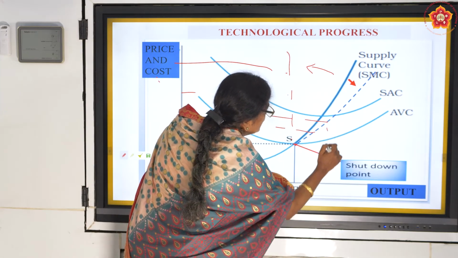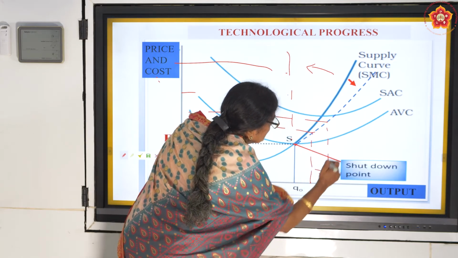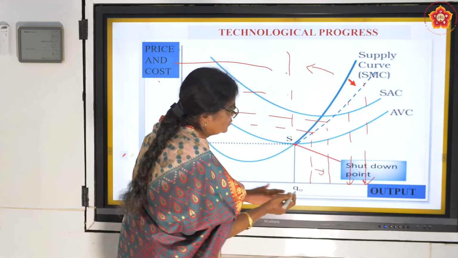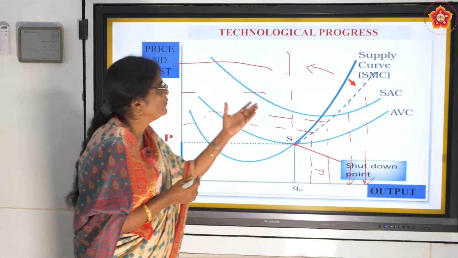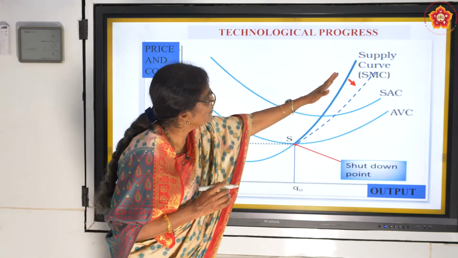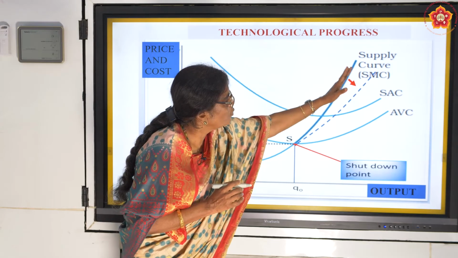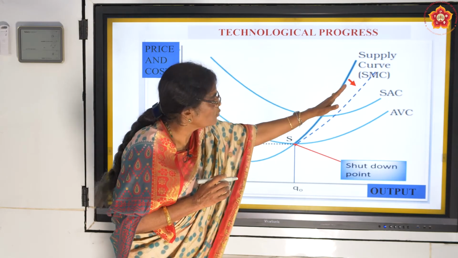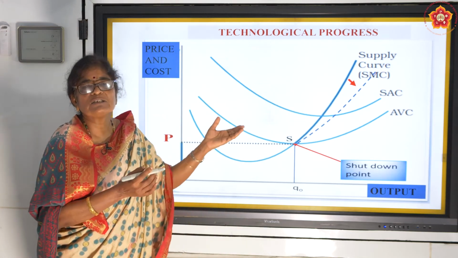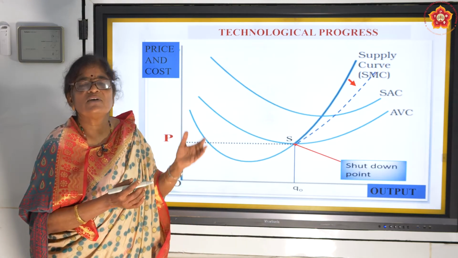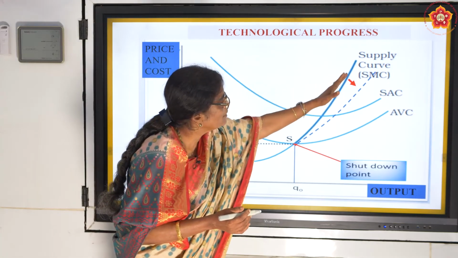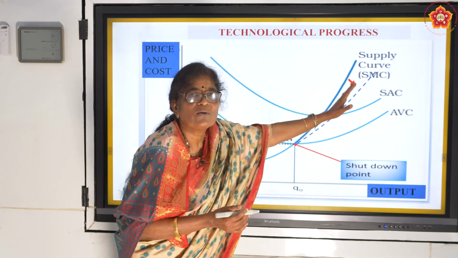At the same time, what is happening to output? Output is going on increasing, because this is the output line. Therefore, when there is technical progress, our market MC curve, the SMC curve, moves; the cost of production decreases. When the cost of production decreases, marginal cost also decreases, because the cost of production is constituted by marginal cost and average cost. Therefore, cost of production decrease means marginal cost decrease. When the marginal cost decreases, the marginal cost curve moves rightward or downward.